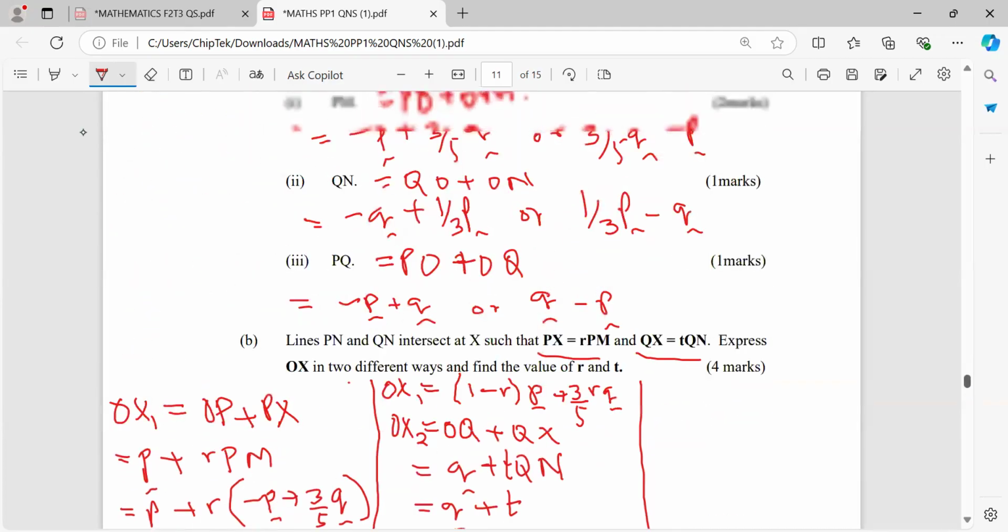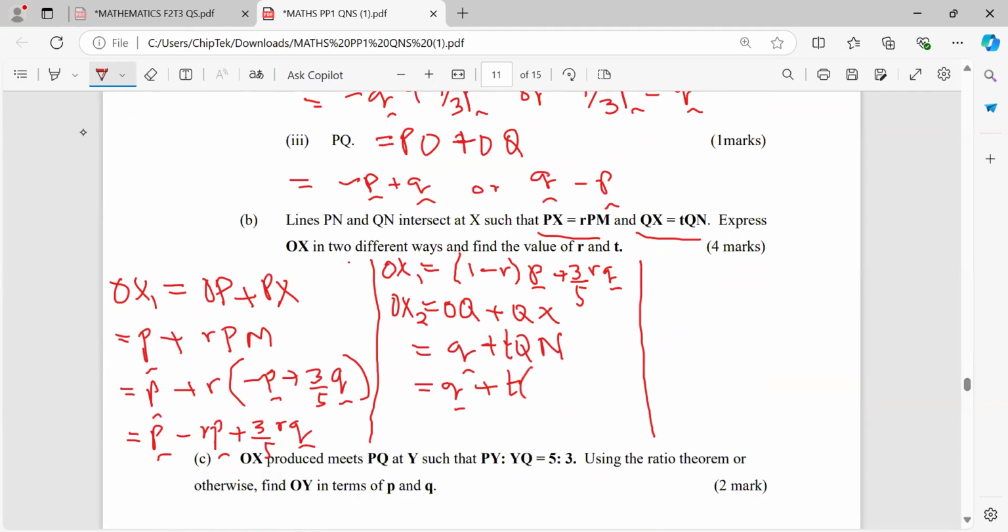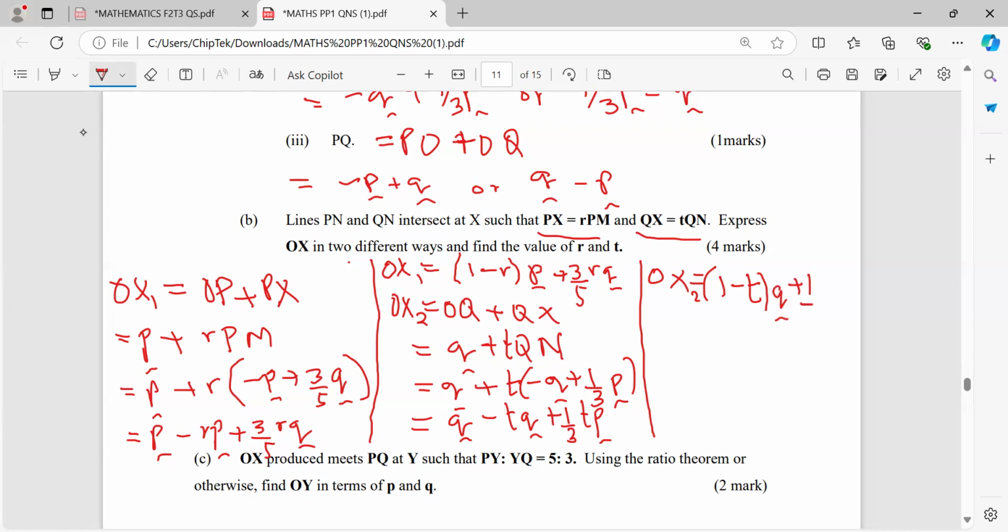Negative Q plus a third P. So your negative Q plus a third P term. So itakuwa Q minus TQ plus a third TP. Sawa. So OX ya pili itaandikwa hivi. Common factor ni Q. So itakuwa 1 minus T into bracket Q plus a third TP.